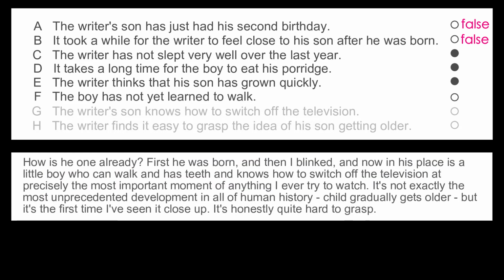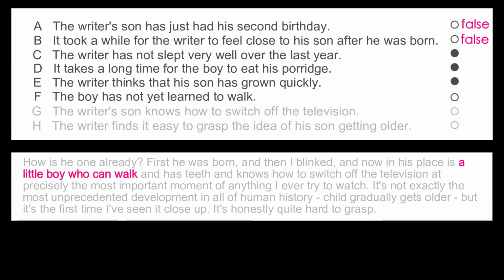F. The boy has not yet learned to walk. If we look at lines 13 to 14, we can see that his son is a little boy who can walk. So this statement is false.